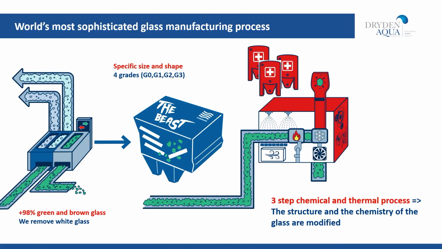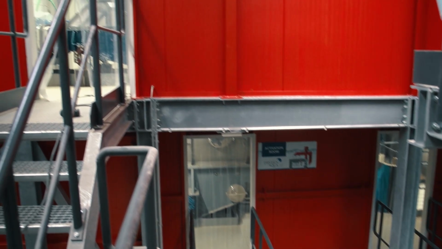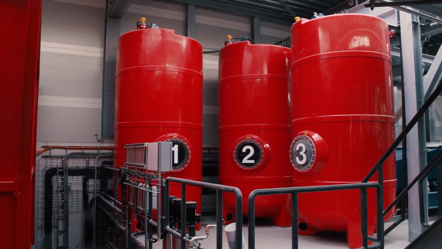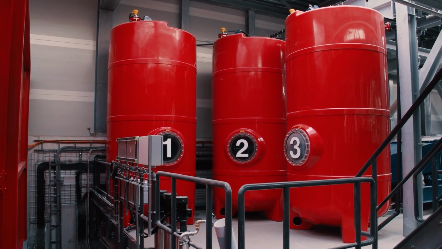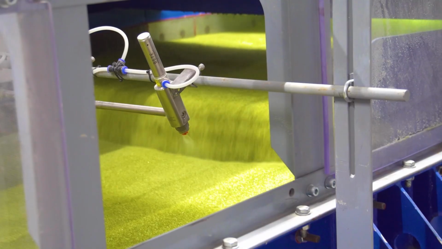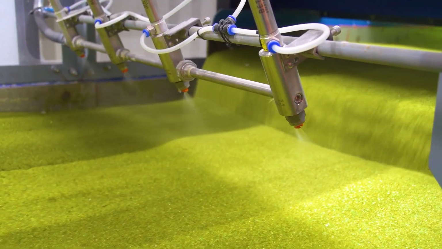Then this is where the magic happens. The final stage is the activation process, which anybody's welcome to come and view at our factory in Switzerland or up in Edinburgh. And this is a 3-step chemical and thermal process. And this is where we change the surface structure and the chemistry of the glass to make it 100% bioresistance.